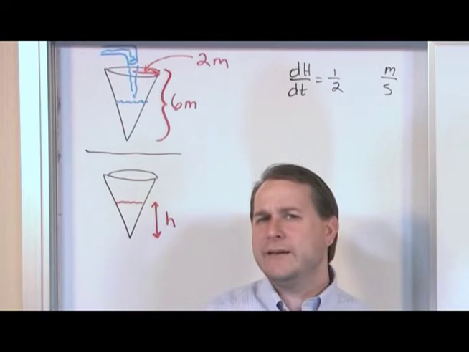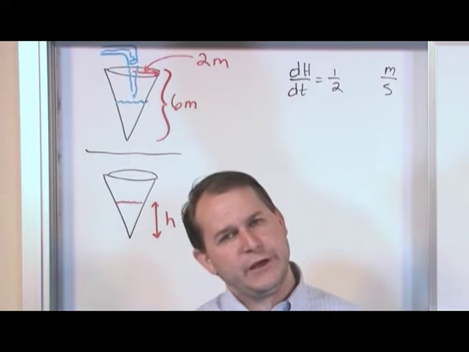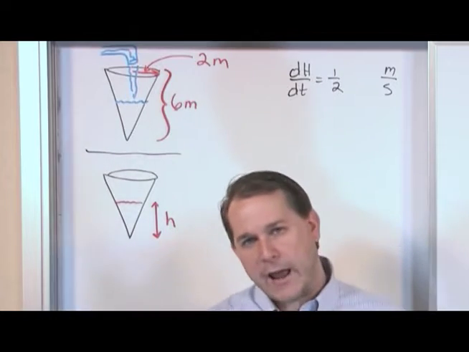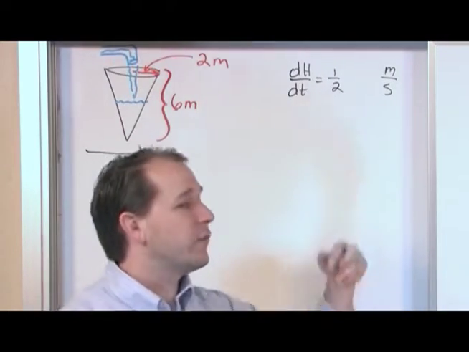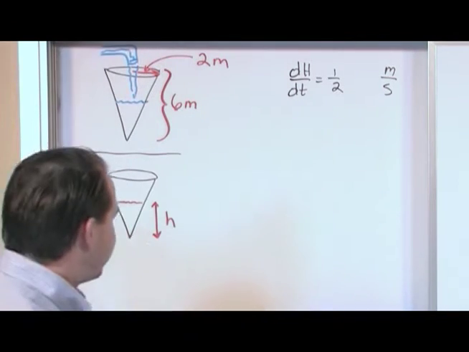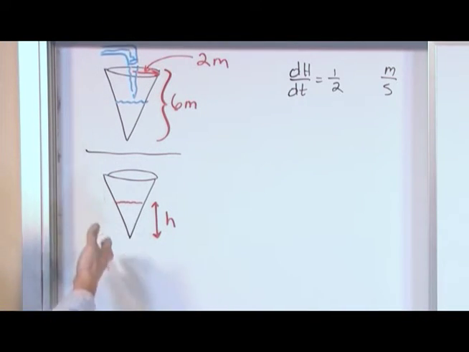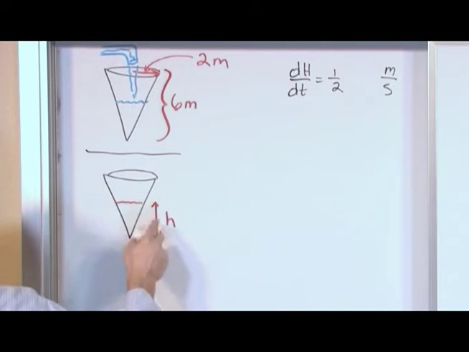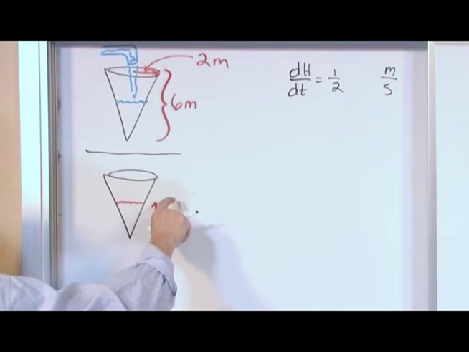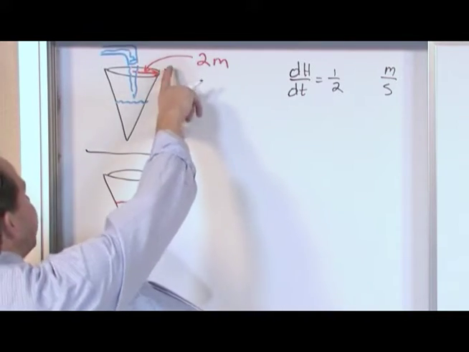So a lot of times they're not going to tell you the water depth is h, dH/dt is 1/2, now go solve the problem. They're not going to tell you that. They're just going to say, look, the water's going in at this rate. You figure it out. So that's what we're doing. You have to put some numbers here. So at any given moment in time, the height of the water level is h. Now the total height of the cone is a fixed 6 meters.